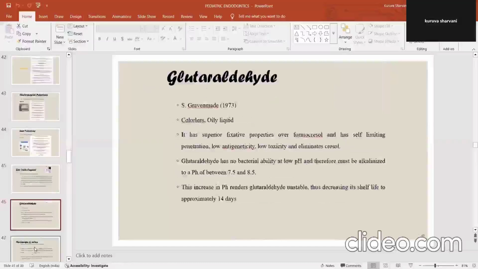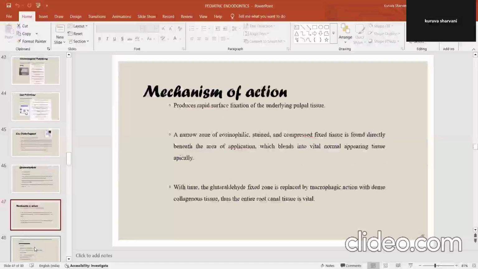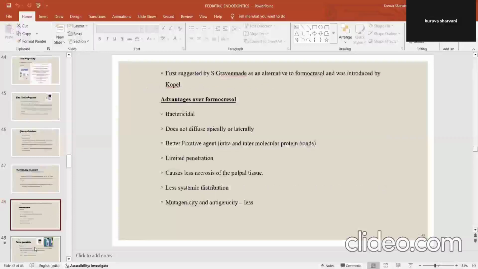Now, this is the glutaraldehyde for pulpotomy. We have 2% glutaraldehyde used as a pulpotomic agent, just like formocresol. Same as formocresol, it also acts as a rapid fixation. Here we remember FAI, that is fixation, atrophy and inflammation. Here, the eosinophilic zone is seen. Next, what are the advantages of glutaraldehyde over formocresol? It is bactericidal. It has a limited penetration. It causes less necrosis.